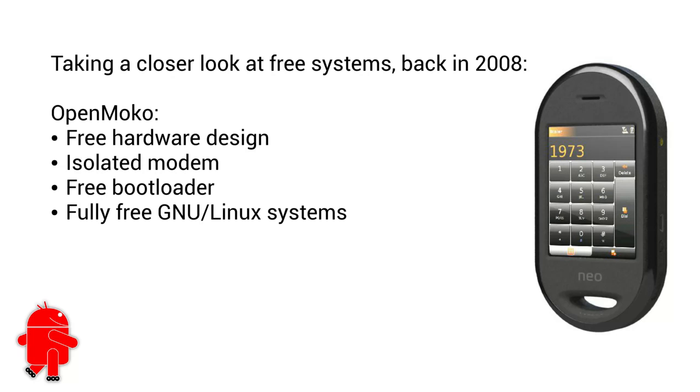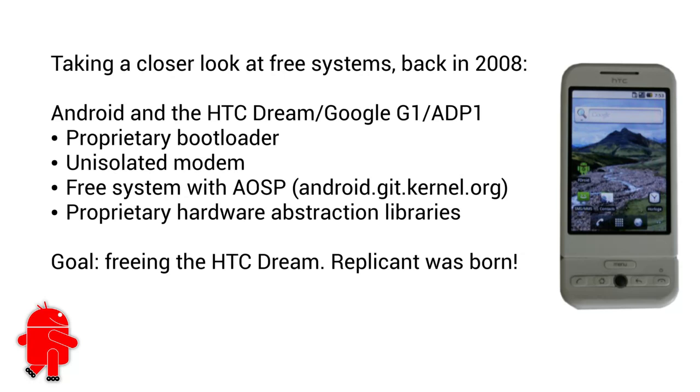because there was no mobile-specific operating system. However, still in 2008, Android appeared with the HTC Dream, the first Google phone, so the Google G1, which was also called the ADP1, so that's all the same device. Well, it wasn't so great because it had a proprietary bootloader. It had an unisolated modem. At the time we didn't know, but now we're pretty sure that modem isolation in that particular device is very bad. I recall the modem can access the storage, the random access memory, as well as perhaps the camera and the microphone. So it's a very bad device for privacy.